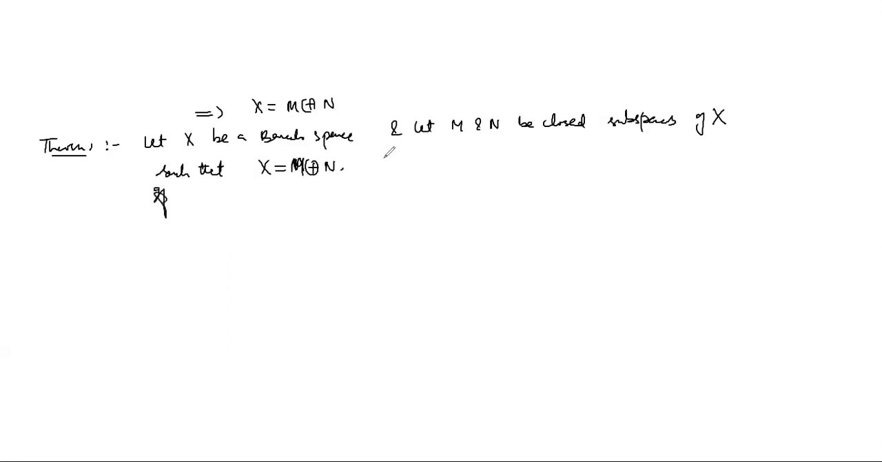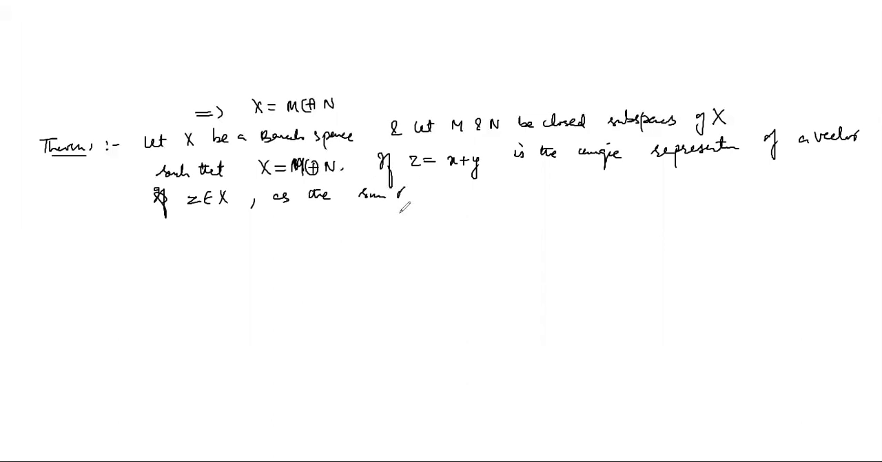Now if Z is equal to X plus Y is the unique representation जो कि होनी चाहिए, unique representation of a vector Z belonging to X as the sum of vectors X belonging to M and Y belonging to N, then there exists a projection. पहले तो projection से हमें breakage मिलेगा, लेकिन अगर हम इसको ऐसे लिख सकते हैं तो that would also give us a projection.